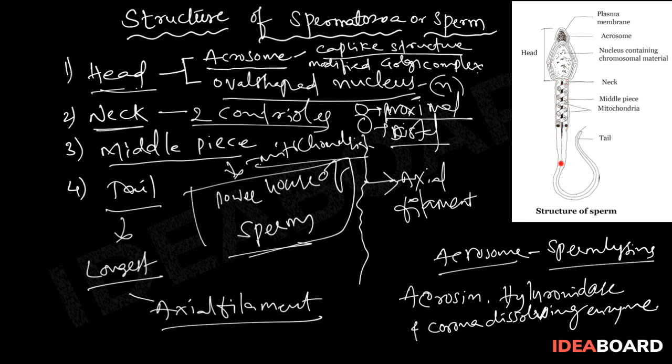Next, this is the tail. As we discussed, the tail consists of the axial filament, and the axial filament is useful for giving strength to the tail for the movement of the sperm from the vaginal sac to the fallopian tube for fertilization.